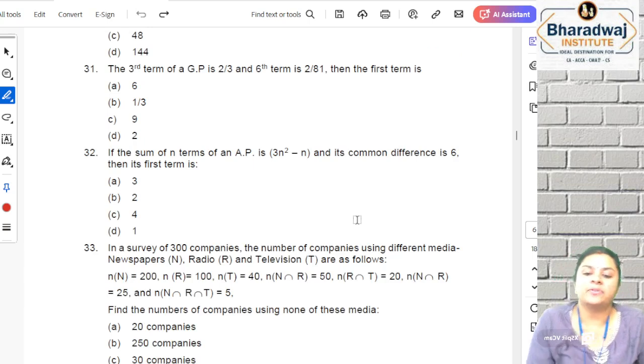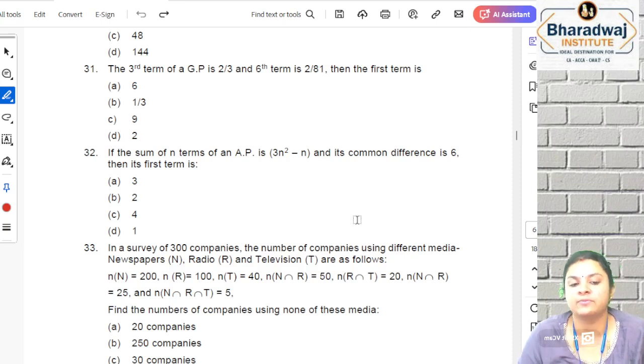31. If third term of a GP is 2 by 3, sixth term is 2 by 81, find the first term. A into AR square is 2 by 3. AR power 5 is 2 by 81. You can simplify and solve. Okay. We have done similar questions, so I am not doing the solving part. You can do it separately, practice later.